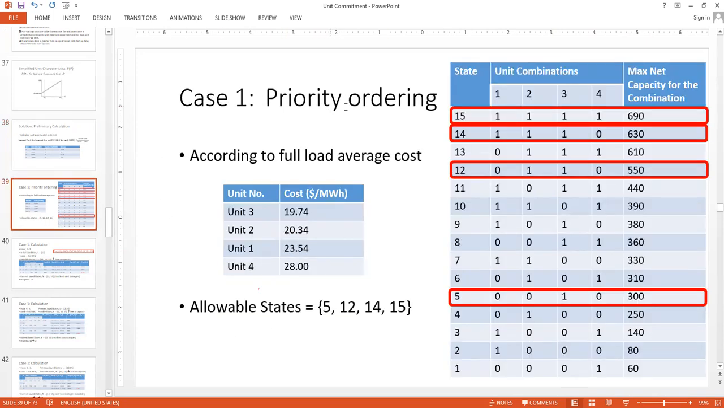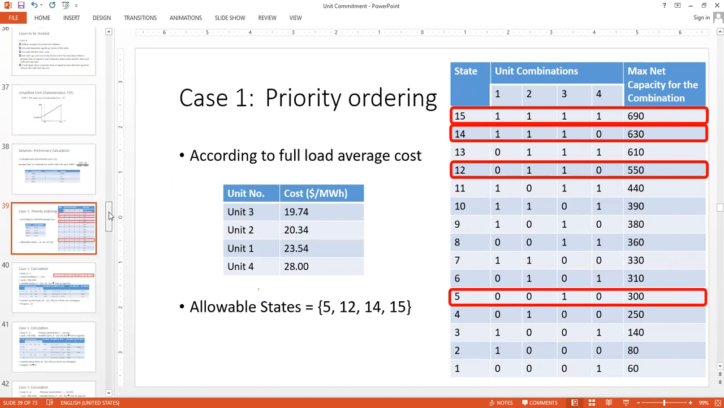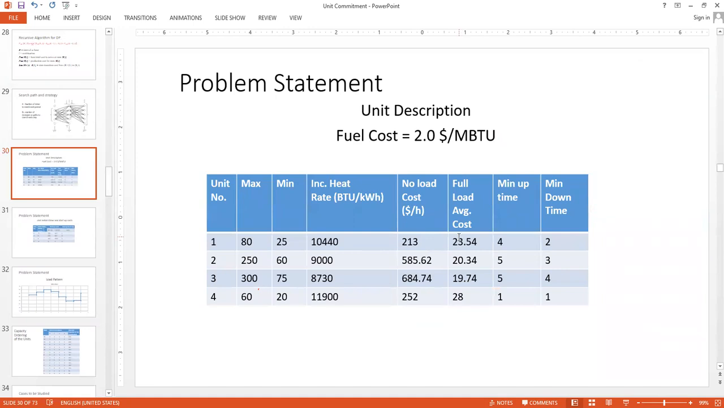Now we go for the priority ordering in case number 1. As I said in the previous example, in the priority ordering we cannot choose all the possible states, rather we have to follow the strict priority ordering. So what is the priority? We follow the same principle, using the full load average cost, which is given in the main problem statement, probably in slide number 30. According to this column we have to choose our top priority unit and our bottom priority unit.